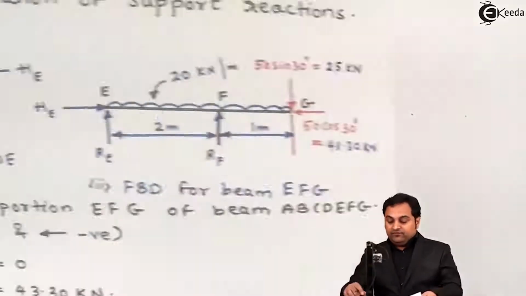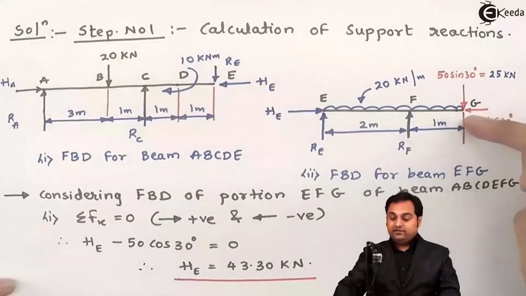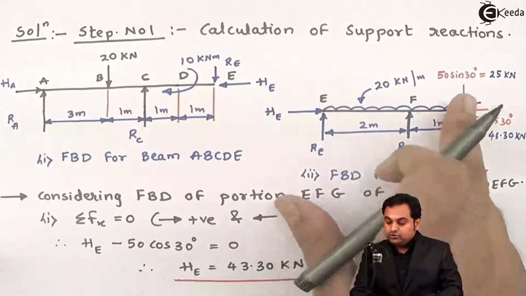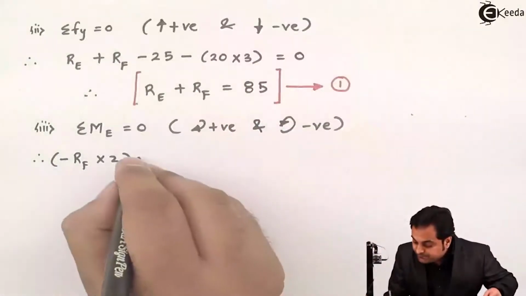Then 50 sine 30, that is 25. It is acting downward, and when I take the moment at point E, it is clockwise. So plus 25 into 3.